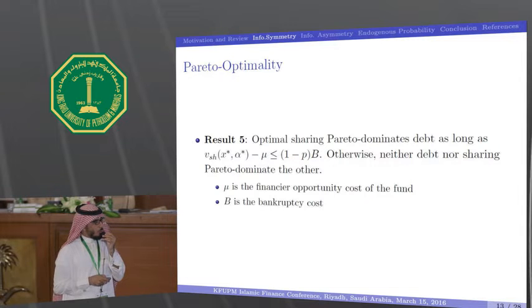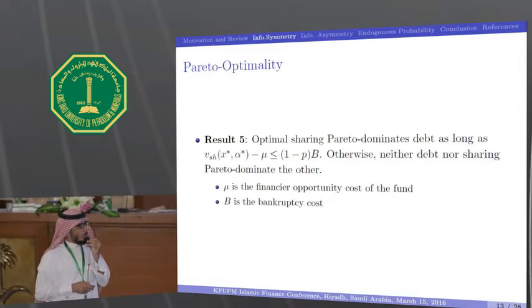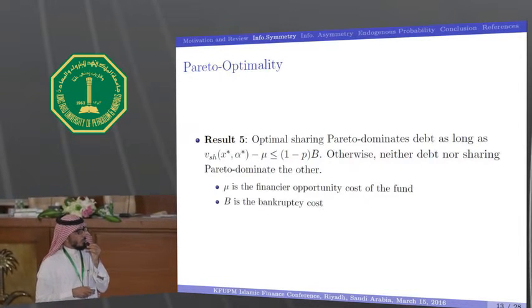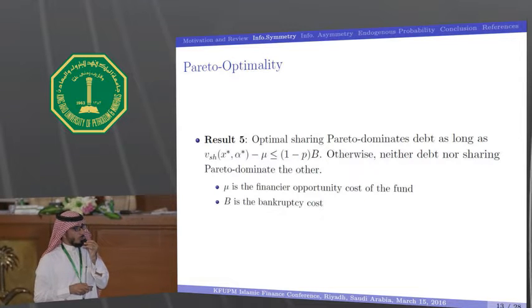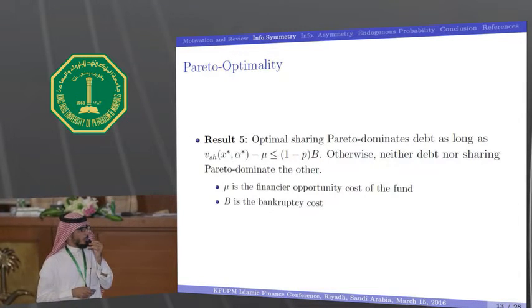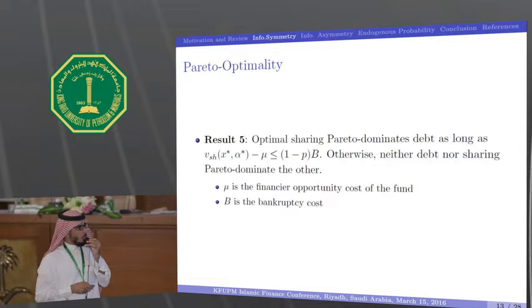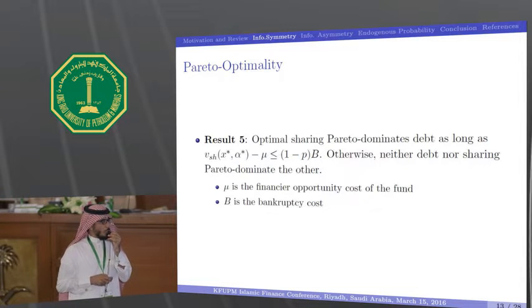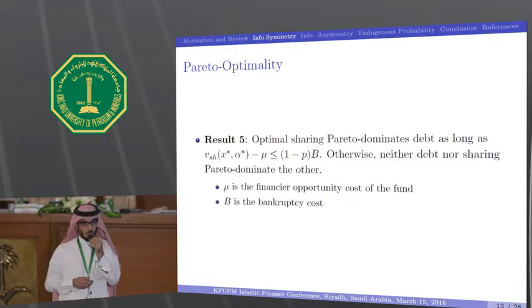If the probability of success is low, and if the probability of success is high, then sharing optimality will probably be a bit less. If the financier's opportunity cost is high, then he had better go for sharing rather than go for debt.